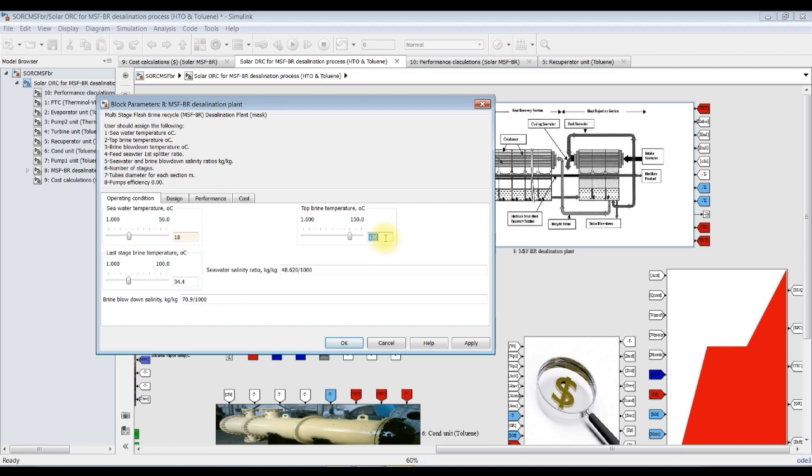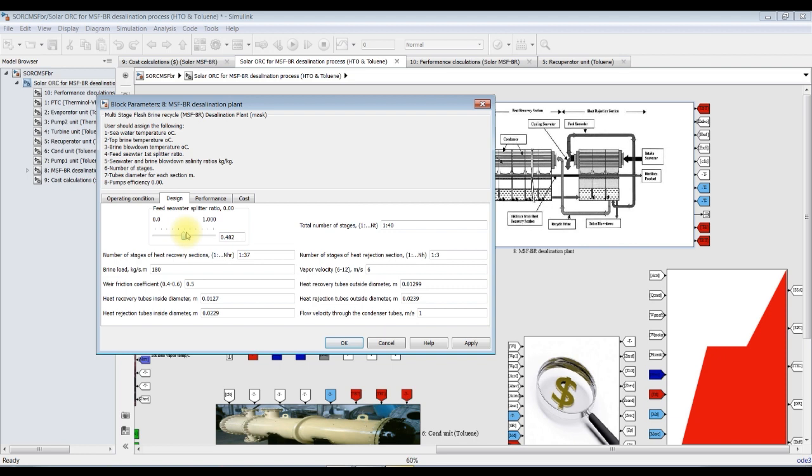Top brine temperature, let's go for 100 and suppose it 25. This is salinity ratio. This is feed salinity and this is brine salinity. Okay, I'll keep this. Last stage temperature, I'll keep it at 34. That's okay. This is splitter ratio, feed seawater splitter ratio, number of stages. I'm going for 20 stages.